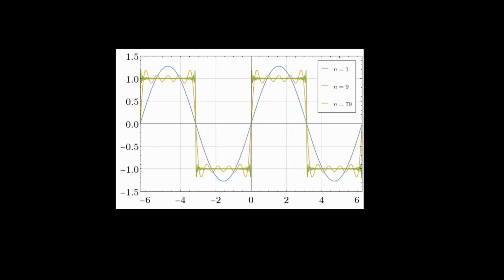Let's do another example. The example I want to do now is for the function f of x equal to absolute value of x. Graphically, this should look like something kind of like absolute value, but periodic. Some people call this a triangle wave. So let's actually do this.